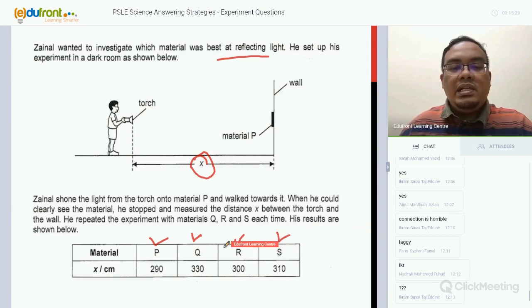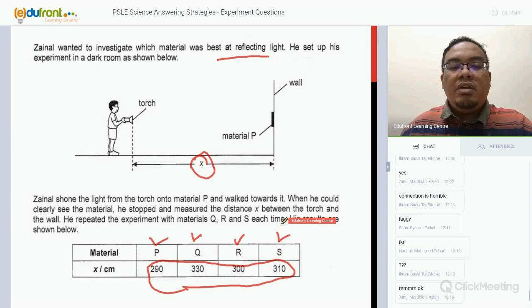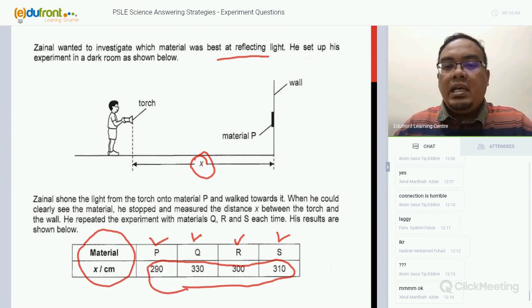All right, so the result of the experiment is collected and it is presented in this instance in tabular form. Okay, so you must be able to analyze the table. You can see 290, 330, 300, 310. You must be able to make sense of the numbers here: which is the biggest, which is the smallest, any particular trends. You must be able to analyze, and you must see and compare the difference between these two variables, the type of material, as well as distance x. So all these things have specific names, and we will go through them very shortly.